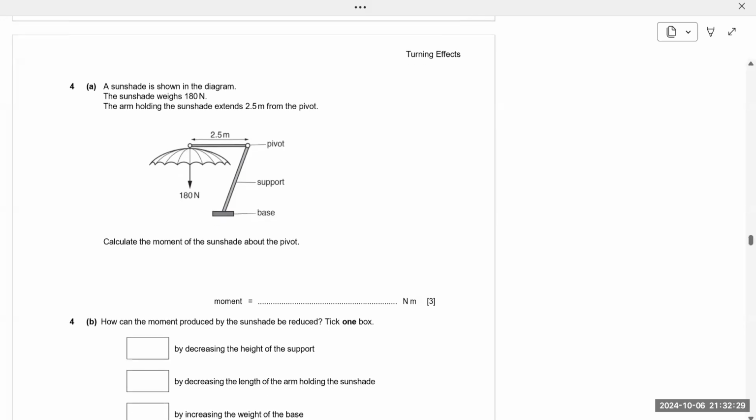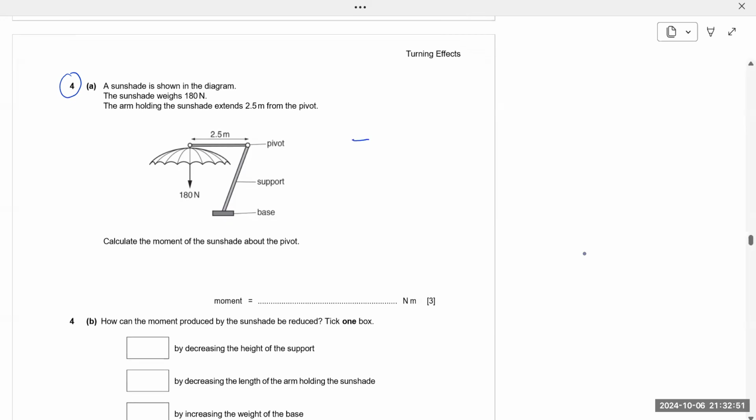احنا في page 91. أول question is number 4. A sunshade is shown in the diagram. The sunshade weighs 180 newtons, أدي 180, acting downwards. The arm holding the sunshade extends 2.5 meters from the pivot. Calculate the moment of the sunshade about the pivot.